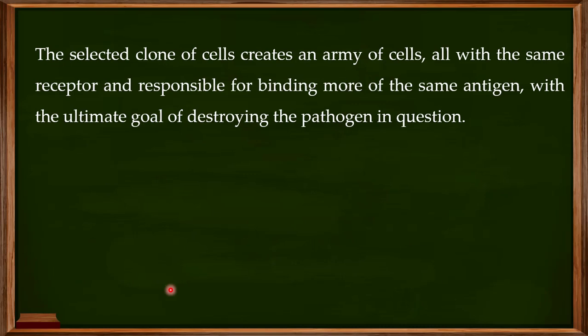Now, the selected clone of the B cells is going to create an army of cells, all with the same receptor, and they are responsible for binding more of the same antigen with the ultimate goal of destroying the pathogen in question. So, for example, if you have 10 B cells, out of these 10 B cells, one B cell recognizes a specific PAMP. So the population of that particular B cell is going to increase. A lot of those particular B cells are going to be produced, and those B cells are going to neutralize the antigen in question, or neutralize the pathogen in question.